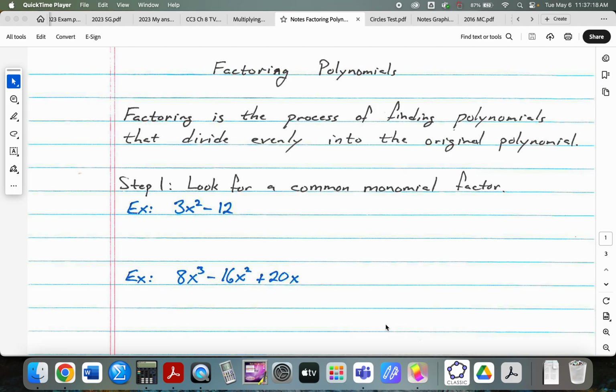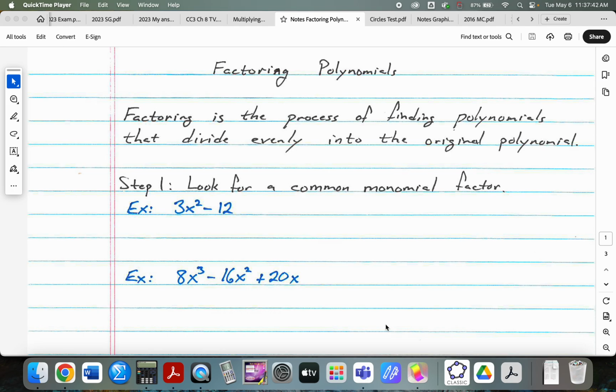We're going to take a polynomial and divide it up into things that would multiply together to give you the original. Why is it important? The reason that this is important is for solving equations. If these are equal to 0, then after you factor them, you can set each one of the factors equal to 0, right? That's called the zero factor property for algebra.